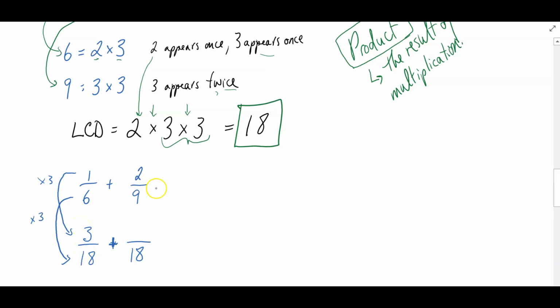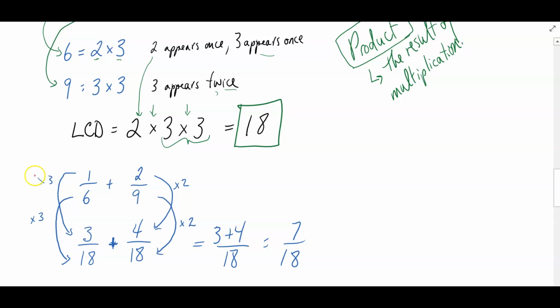Now we move over to the other fraction. To convert 9 up to 18, what did we have to do? Well, that's times 2. So since I multiply 9 by 2, I should also do the same to the numerator. 2 times 2 is 4. Now I have 2 fractions with common denominators in 18ths, and I can now add the numerators. 3 plus 4 equals 7, and so the answer is 7/18.